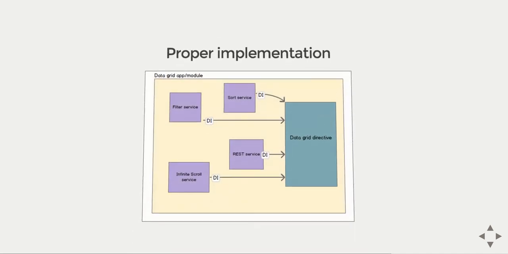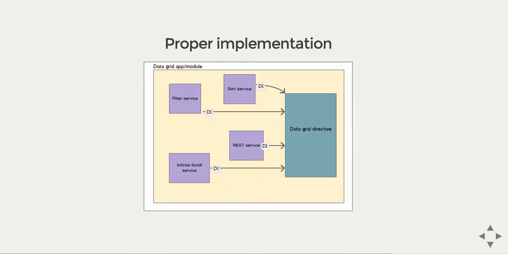So what we did was we abstracted it out and we created a data grid service that we could inject all the features that we wanted in there. So if we had a table that we didn't want any sorting in, we didn't have to inject our sort service. If there's a table with no filtering, we didn't have to inject the filter service. But if we wanted all these features, we would inject them in there.